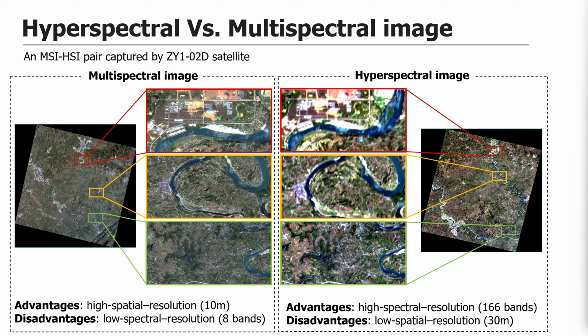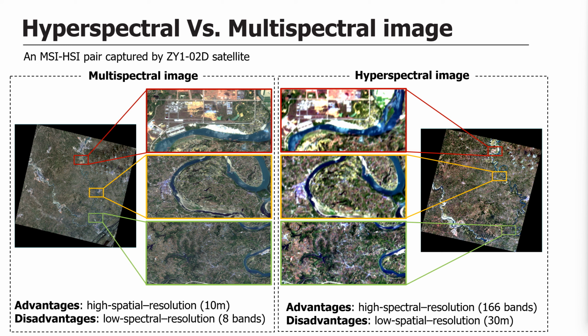This presentation focuses on hyperspectral and multispectral data. Here is an example from ZY1-02D satellite, where the left is multispectral data and the right is hyperspectral data. However, there is a trade-off between spatial and spectral resolution. That is to say, multispectral data have high spatial resolution, but with low spectral resolution. By contrast, hyperspectral have high spectral resolution, but with low spatial resolution.